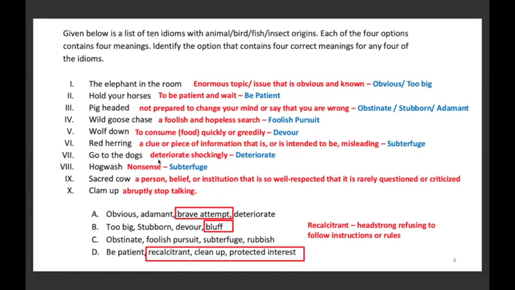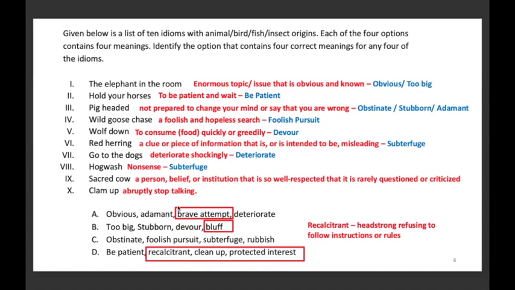Go to the dogs means deteriorate, shockingly or deteriorate. Hogwash means nonsense or subterfuge. Sacred cow means a person that is very well respected and who is not questioned or criticized. Clam up means abruptly stop talking.